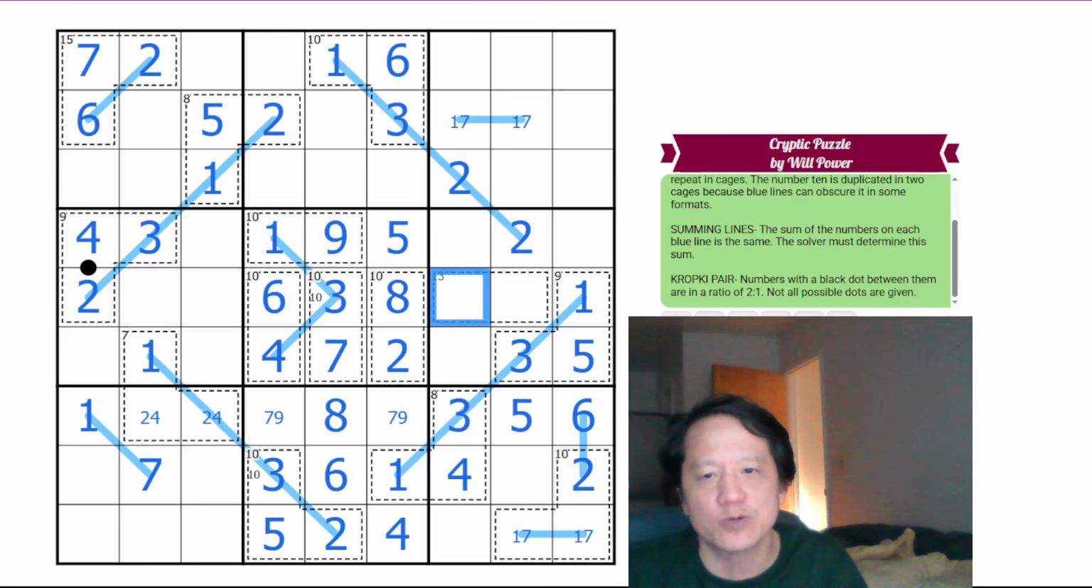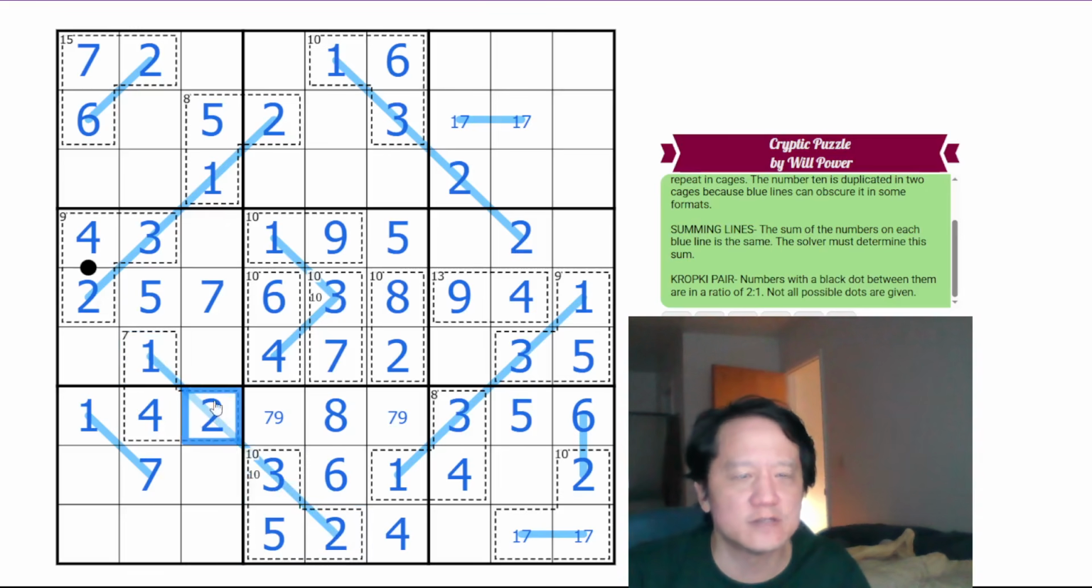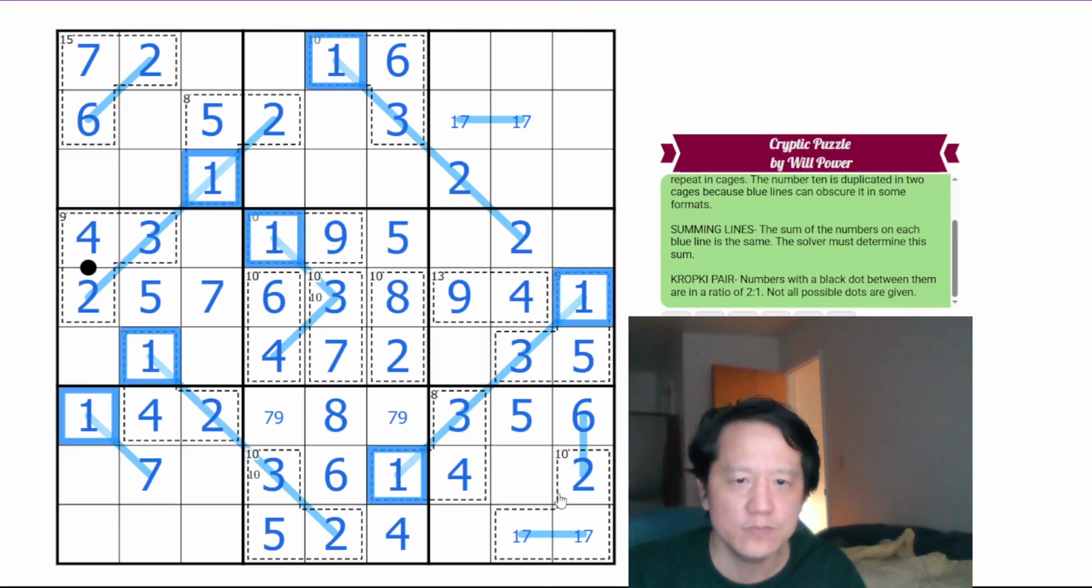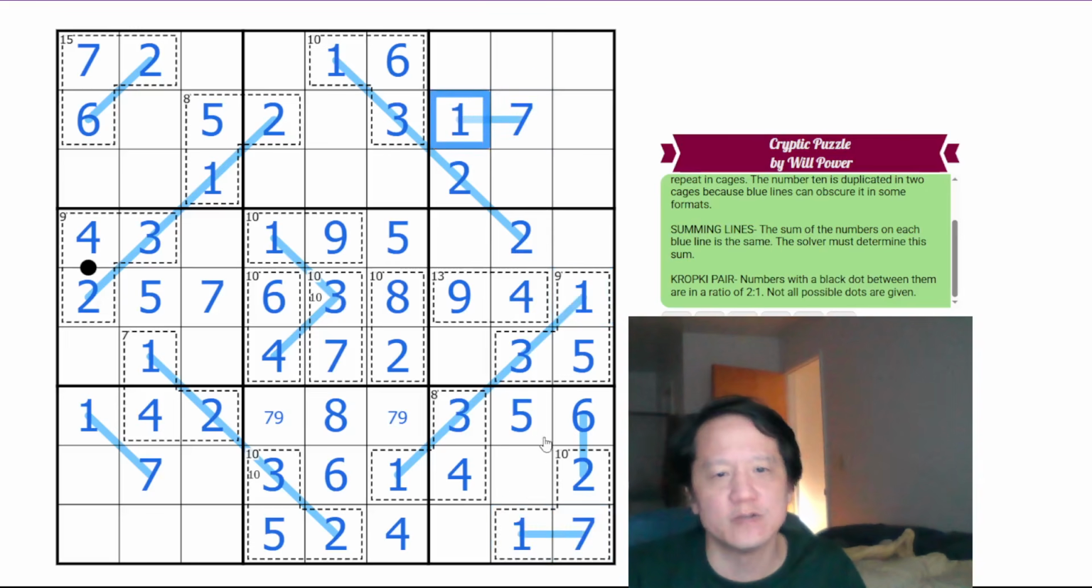4 eliminates 4 here. So this is 9 and 4 there, which leaves the remaining digits in row 5 as 5 and 7. 5 eliminates 5 here, so it's 7 and 5. 2 eliminates 2 here, so it's 4 and 2, which does add up to 8. So that satisfies there. 1 eliminates 1 here, so it's 7 and 1, which eliminates 1 there, so it's 7 and 1.